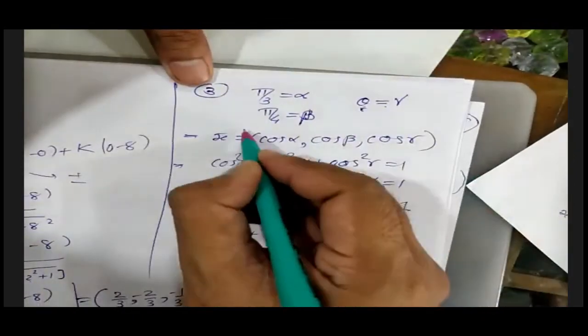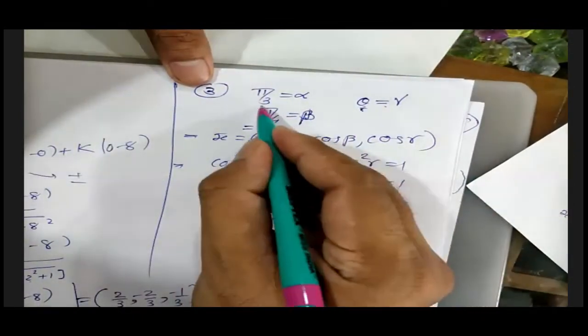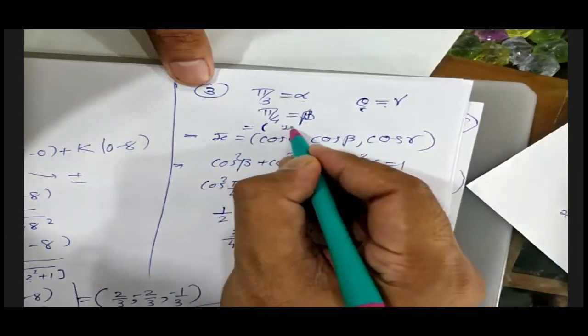So your final answer: a bar is equal to what? Cos alpha, cos pi by 3. Cos pi by 3 means 1 by 2.